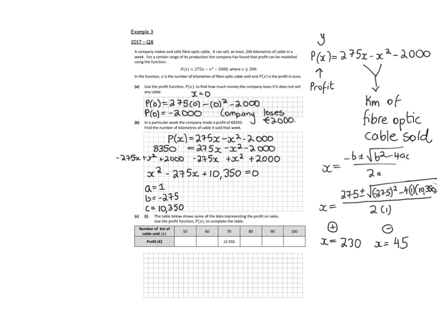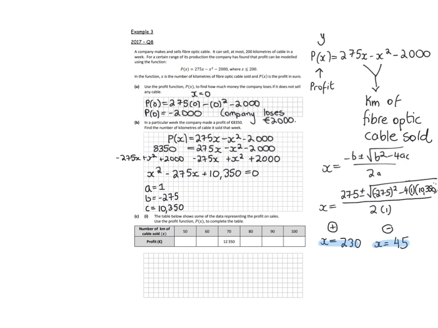So going back to the question, it said in a particular week, the company made a profit of €8,350. Find the number of kilometers of cable it sold that week. We got two answers here. We got the answer of x equal to 230 and x equal to 45.